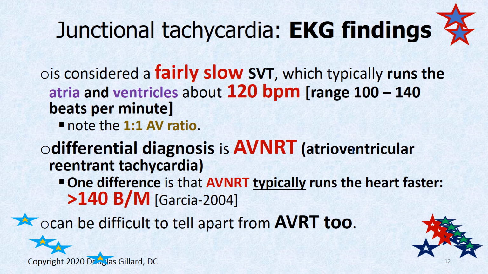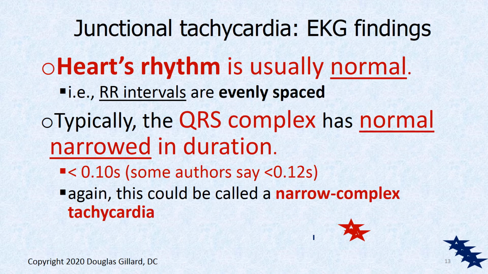So for the junctional, it runs the heart at 120 beats per minute, we said. Differential diagnosis has to be AV-NRT. And AV-NRT usually runs the heart 150 beats or faster. Even AV-RT can be difficult sometimes, not quite as much. You can usually tell the difference, but not always. The heart's rhythm is normal, so the RR intervals are equally spaced out, which is not true with atrial fibrillation. But with most of these we're going to talk about, they're normally spaced out. The QRS complex is narrow, or at least normal. If it's under 0.12 seconds, it's considered narrow. So therefore, a junctional tachycardia is considered a narrow complex tachycardia.